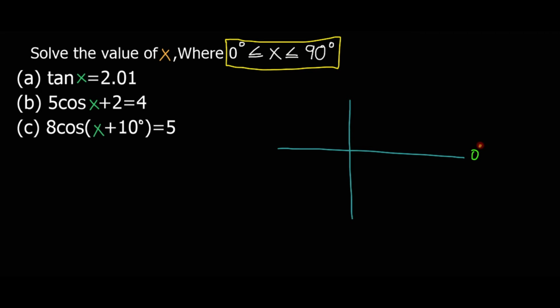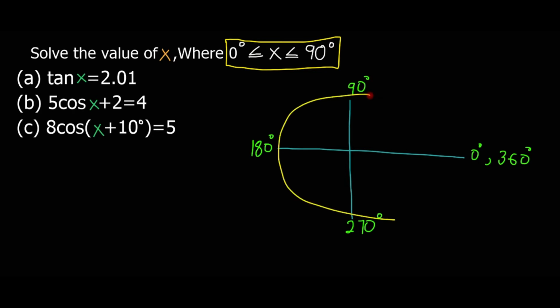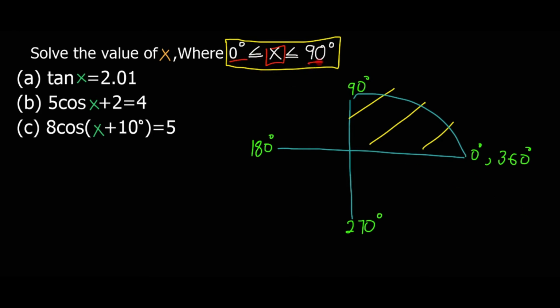We have 0 degrees, then 90 degrees, then 180 degrees, then 270 degrees, and then 360 degrees. It's like a circle because it ends at 360 degrees. This Cartesian plane tells us that in this quadrant, our angle is between 0 and 90. So this condition says x is between 0 and 90, in order for our answer to be in this quadrant.